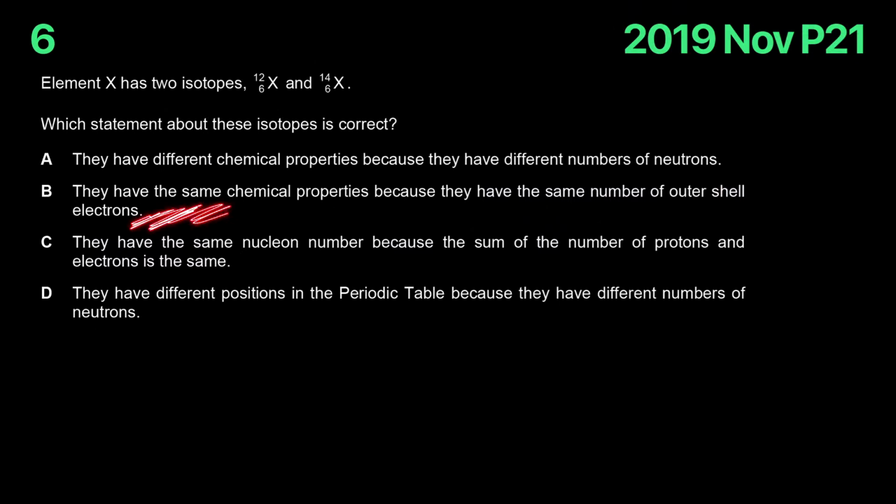Yes, I think we have our answer, but I'll just read through all the options. They have the same nucleon number. It's 12, but that is the proton number or the atomic number, so C is wrong. They have different positions in the periodic table because they have different numbers of neutrons. No, that's not how it works. Isotopes don't have different places on the periodic table. They have averaged values on the periodic table, case in point, chlorine. So our answer is B, I think. B is our answer.